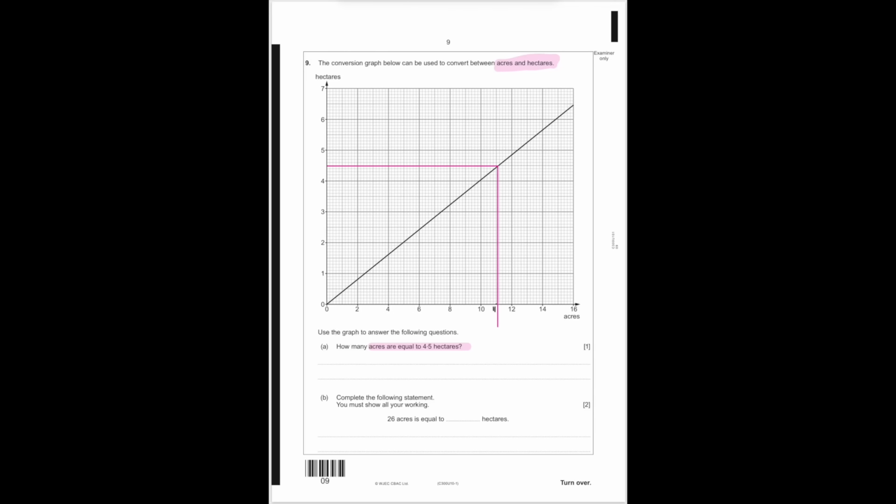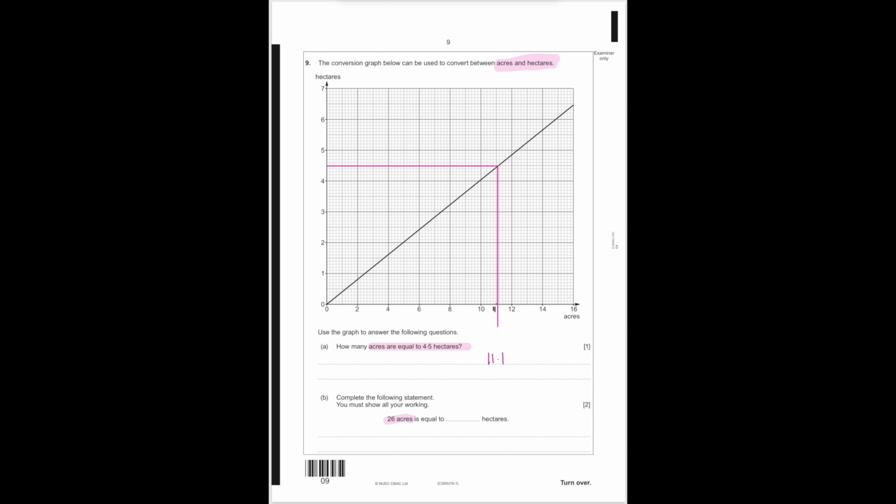So I'm going to go with 11.1. So I think 11.1 acres is equal to 4.5 hectares. Just being really careful with that scale there, guys. Okay, part B. Complete the following statement. You must show all your working out. 26 acres is equal to some number of hectares.